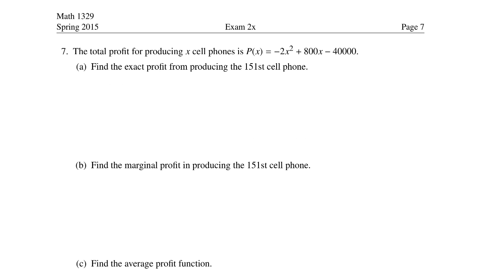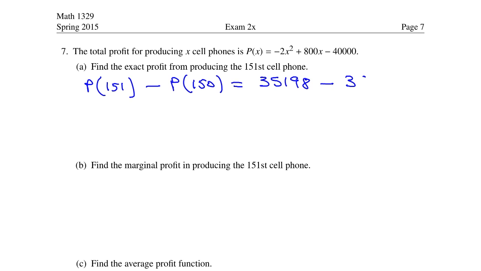Question 7. Find the total profit for producing x cell phones. The total profit producing x cell phones is P of x equals negative 2x squared plus 800x minus 40,000. Find the exact profit from producing the 151st cell phone. So the exact profit would be P of 151 minus P of 150. And if you plug these numbers in, you get 35,198 minus 35,000, which is equal to $198.